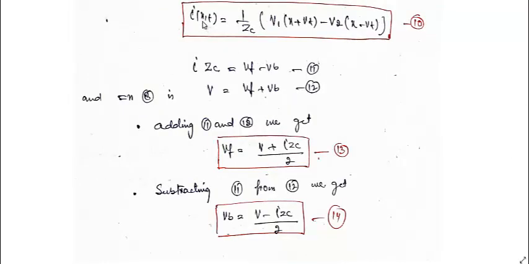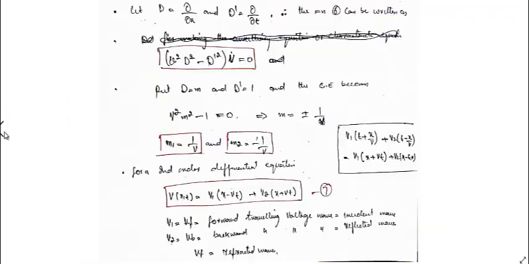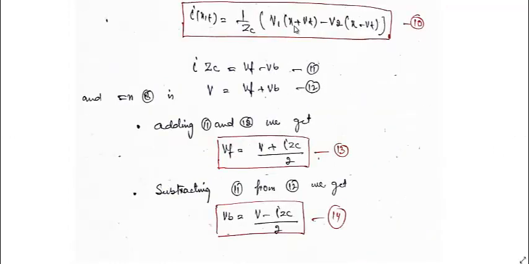So I of x and t will be equal to 1 by Zc times V1 of x plus Vt, which is Vf, minus V2 of x minus Vt, which is Vb. This should have been x minus Vt minus V2 x plus Vt, because for backward traveling here we have plus and for forward traveling we have minus. Please try to correct it.